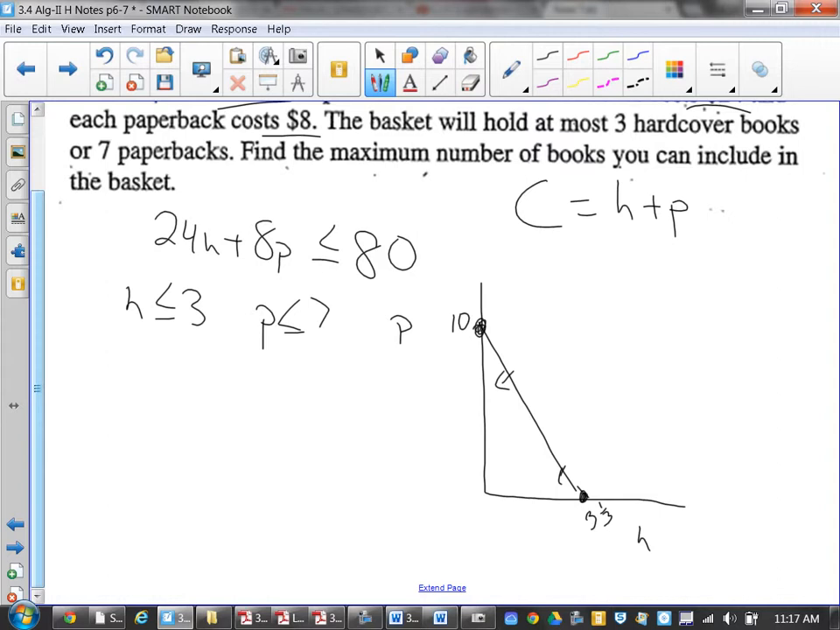Your h value has to be less than or equal to 3, so it's going this way. So you have an intersection here. And your p value has to be less than or equal to 7. So you're in this region. Okay. 80 divided by 24 gives nasty numbers.